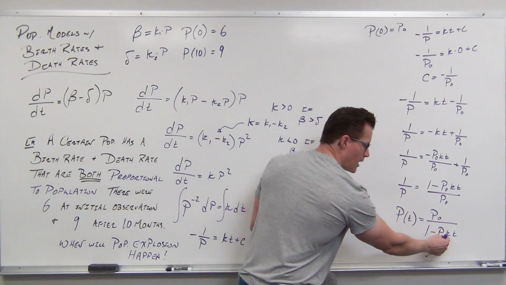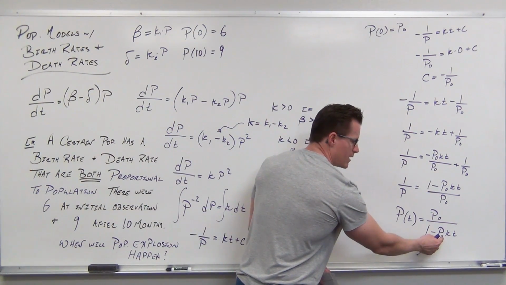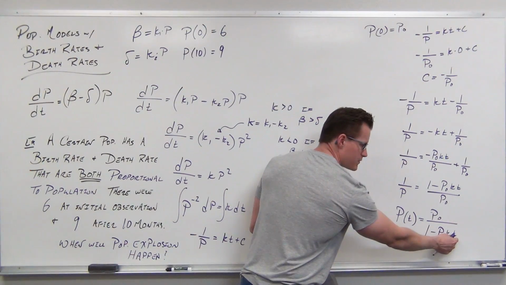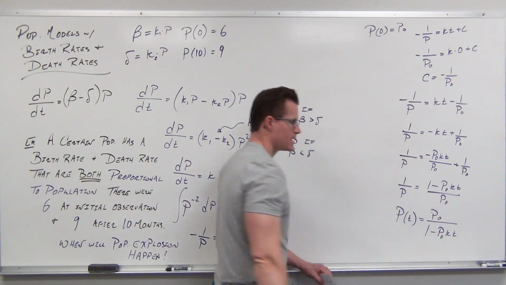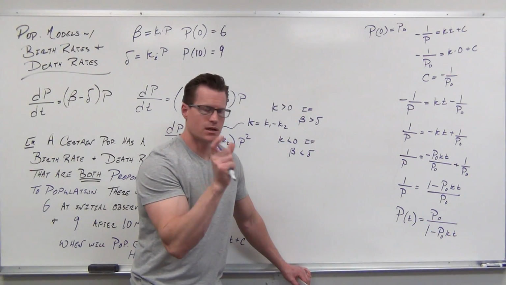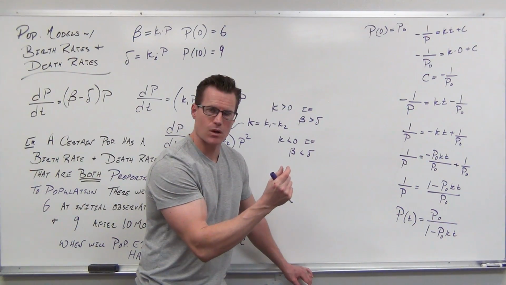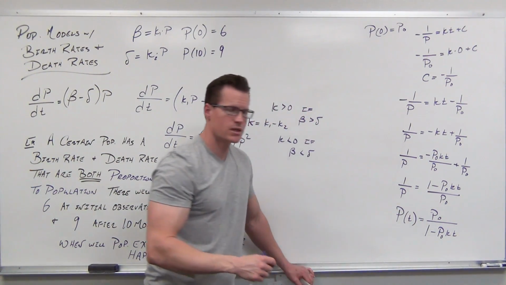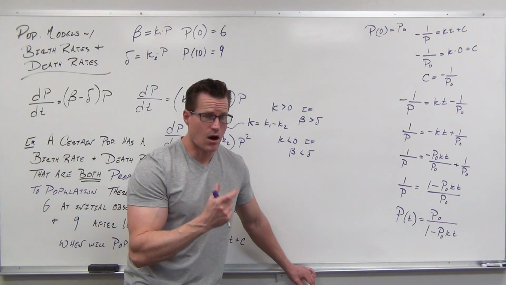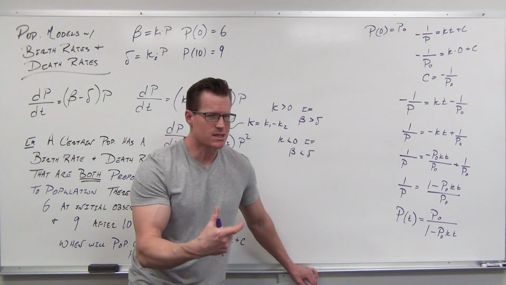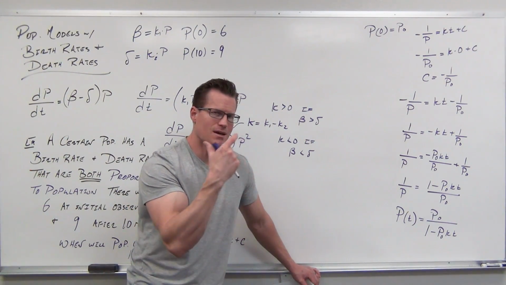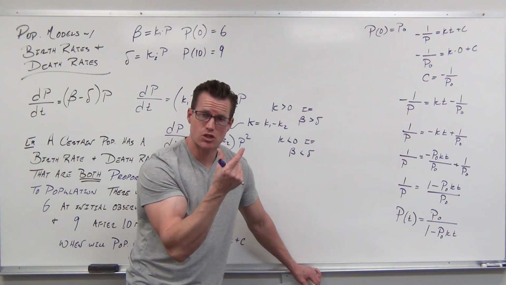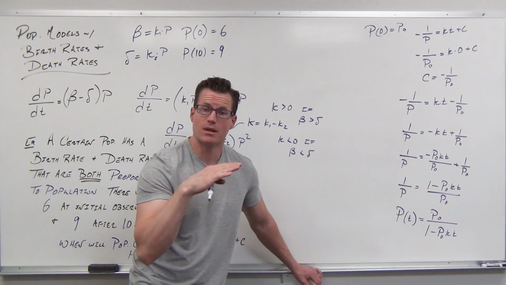If our k is positive, that means we have a positive here, a positive here, and a positive here. 1 minus that number is going to get smaller and smaller, while your initial population, that number doesn't change. That's a constant. Remember, that came from c. So if you have a constant being divided by a denominator that's shrinking, you are going to get a population explosion.